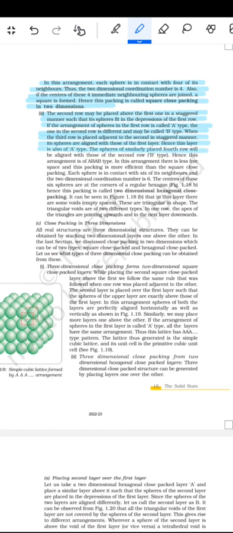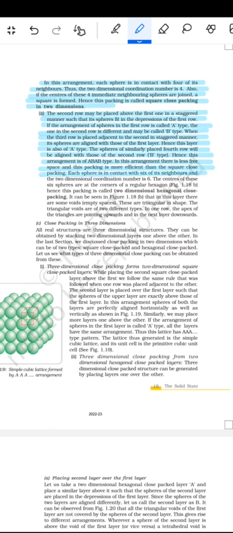The spheres of the similarly placed fourth row will be aligned with those of the second row, P type, hence this arrangement is of the AB type. In this arrangement, there is less free space and this packing is more efficient than the square close packing.